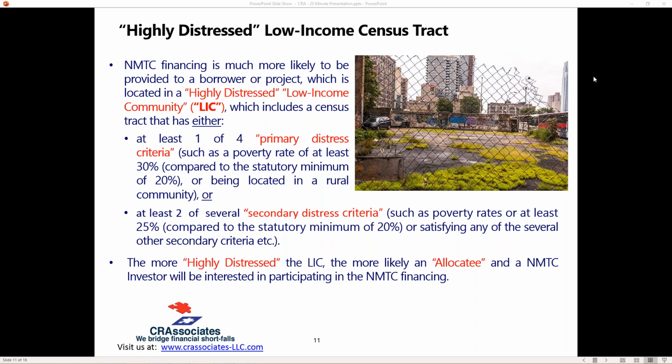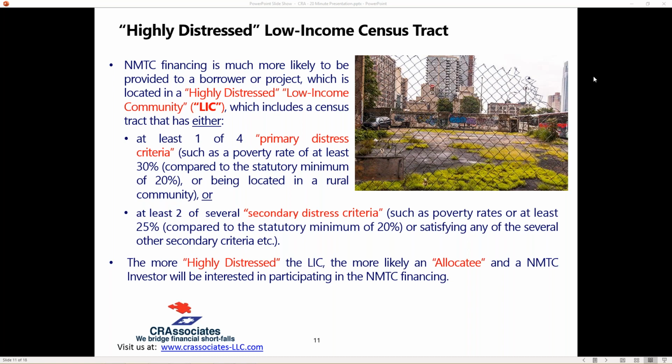Alternatively, if at least two of several secondary distress criteria characterize the low-income community, the low-income community is also considered highly distressed, such as having a poverty rate of 25% compared to the statutory minimum 20%, or satisfying any of several other secondary criteria, such as being located in an enterprise zone or otherwise designated as distressed by a federal, regional, state, or local agency.